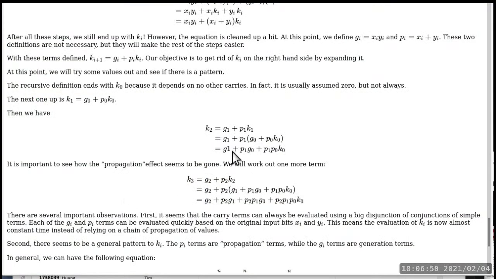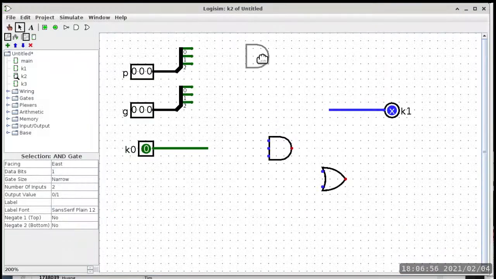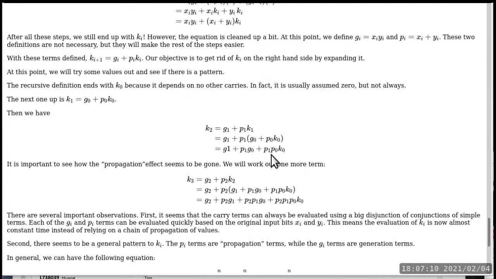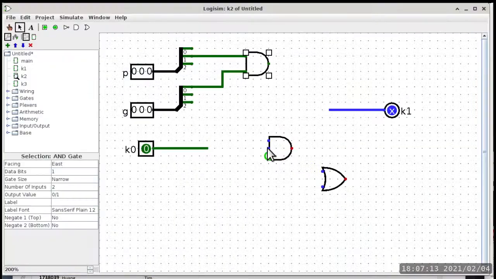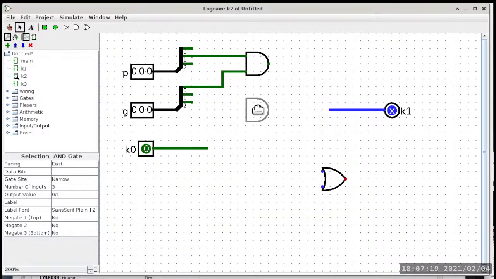So we go back to the equation. We see that we have P1G0. So P1, okay, we can make it aligned like that. So here's P1, G0. So that makes one of the AND gates. And then the other one has P1, P0, and a K0. So the other one would take a tap from here. Now, whether you make it look nice or not, that's entirely up to you. This one looks really kind of ugly. I got wires flying over everywhere. But I just want to show you what it's supposed to look like.